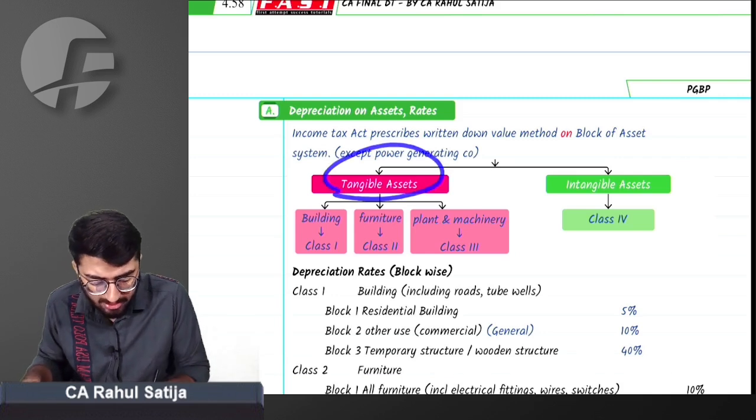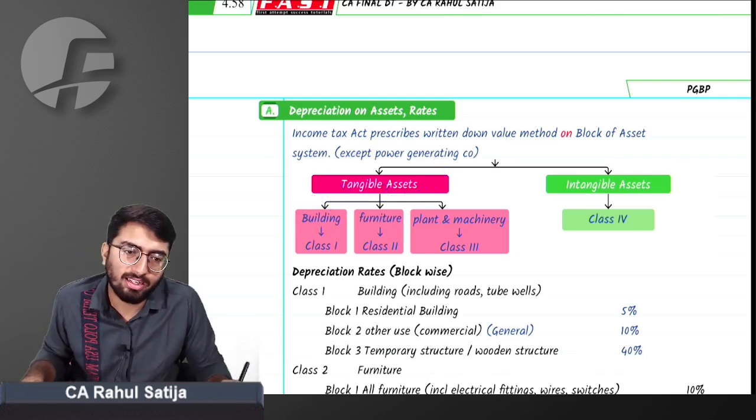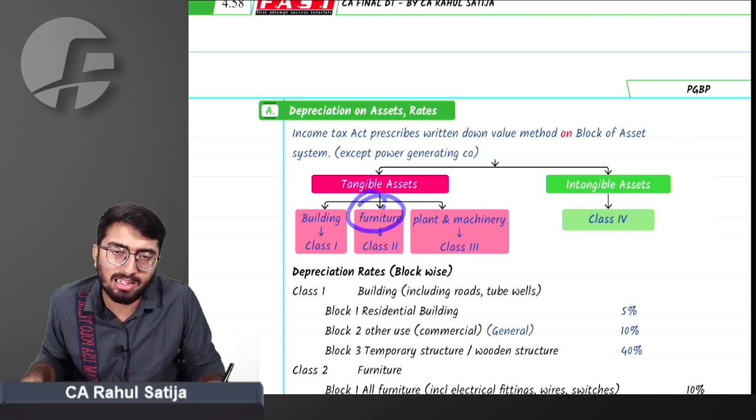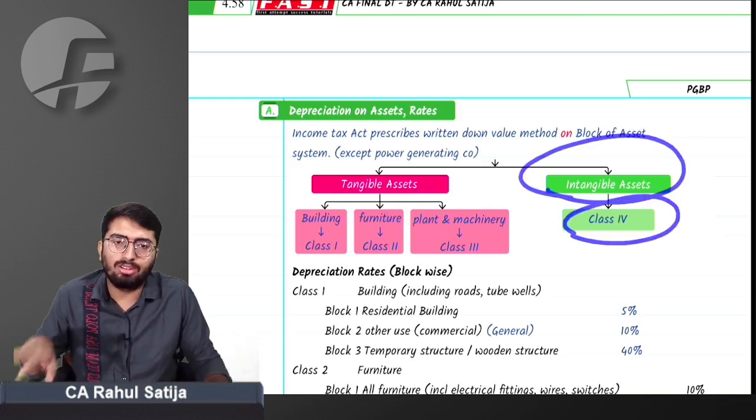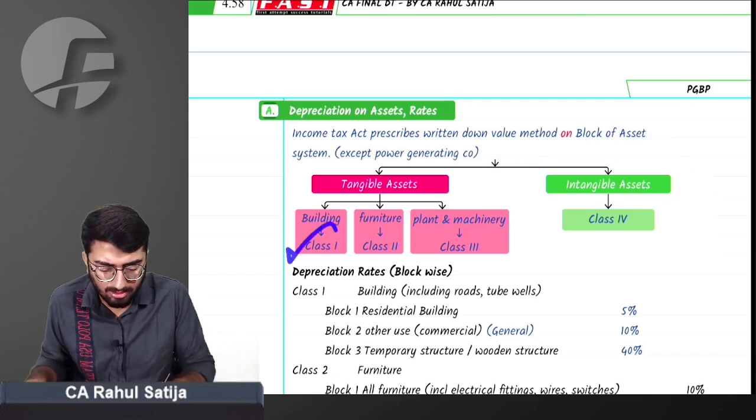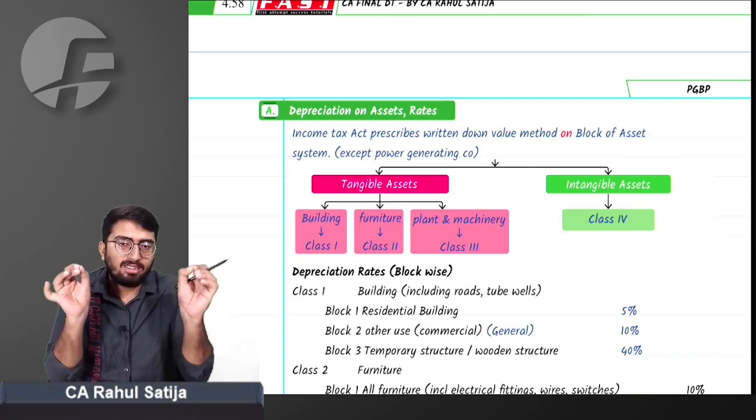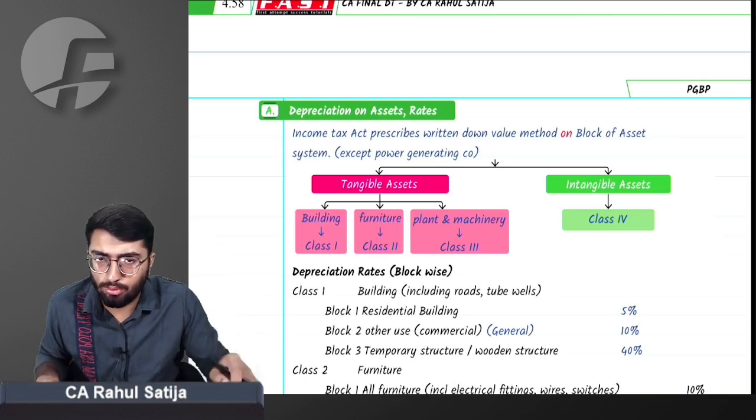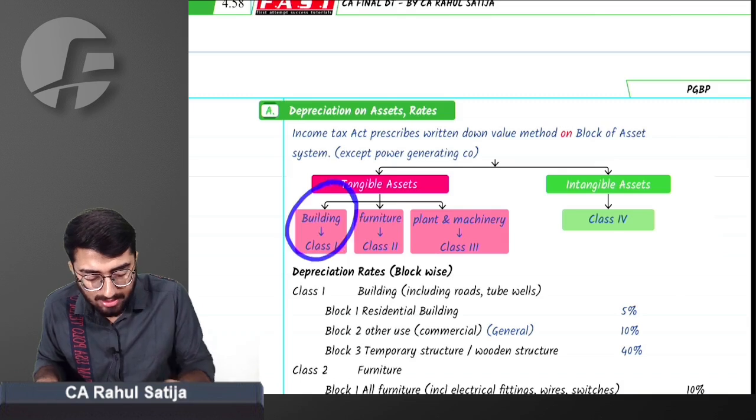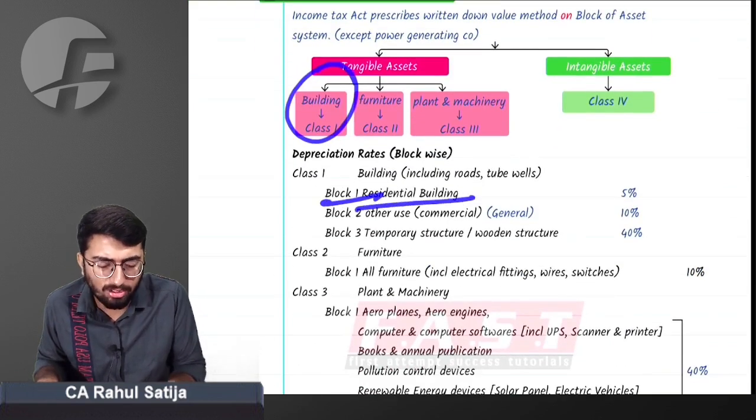For tangible assets, we have three classes. Building is one of the classes. Furniture is the other class, and plant and machinery is the other class. The fourth class is intangible assets, which includes all the intangible assets. We have four classes. The complete structure of assets has been divided into these four categories. Of these four classes, these classes have been subdivided into different blocks.